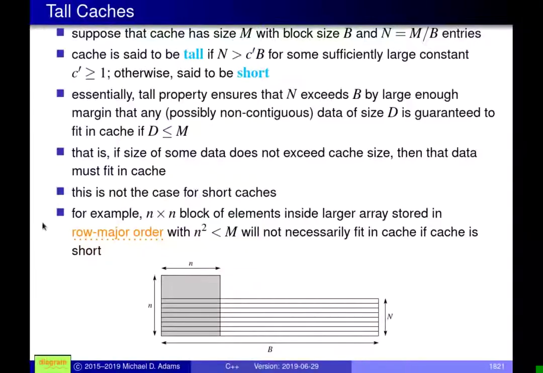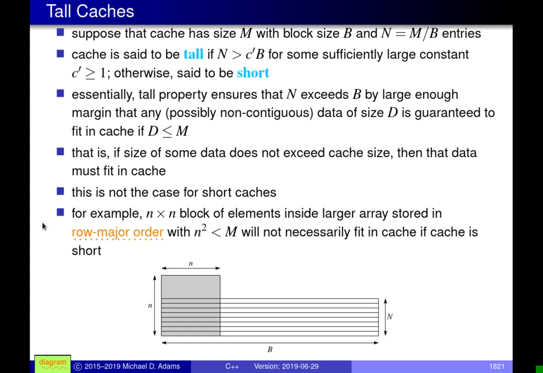At this point, I'd like to introduce the notion of what's called a tall cache. Although there's a mathematical definition on this slide, I think it's probably not that helpful for understanding what a tall cache is, so I'll try to explain this from a more intuitive point of view. Basically, we say that a cache is tall if the number of blocks in the cache is significantly larger than the block size for the cache, in such a way that as long as we have data of some size, for example D, if D is less than the size of the cache, then the data can fit in the cache. This is essentially what it means for a cache to be tall.